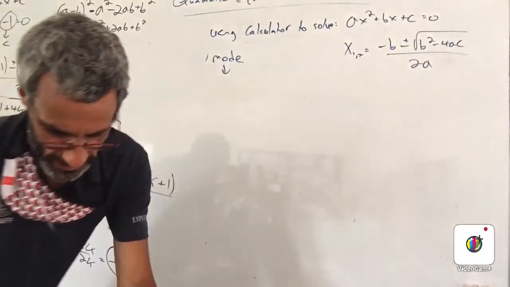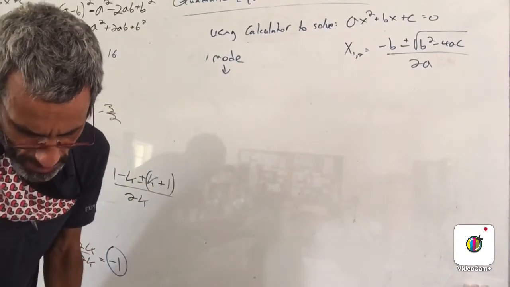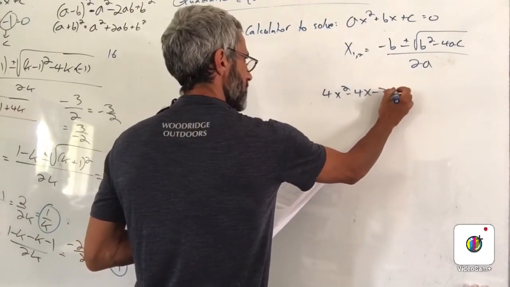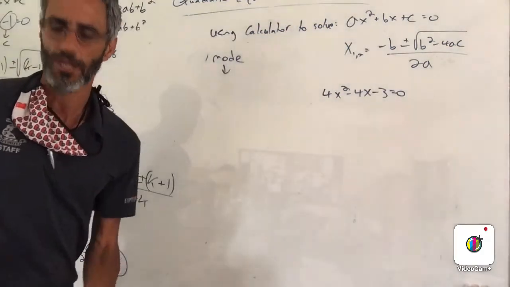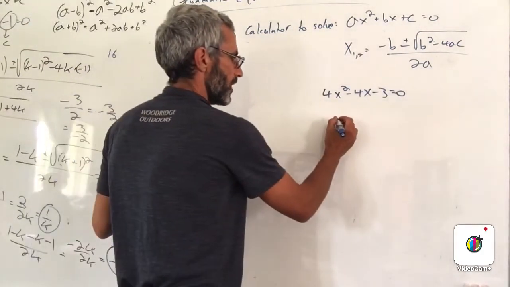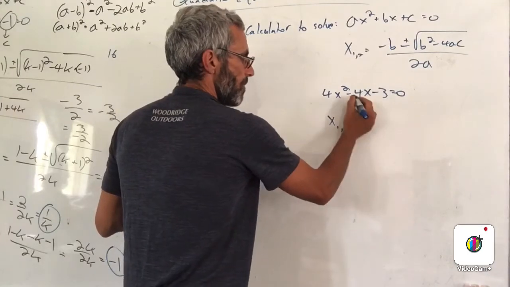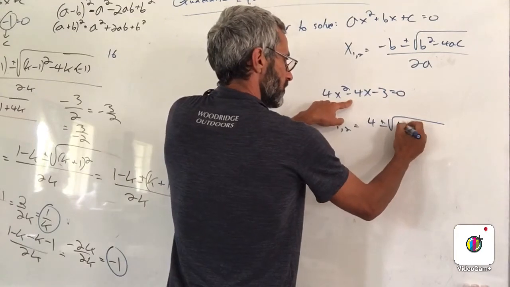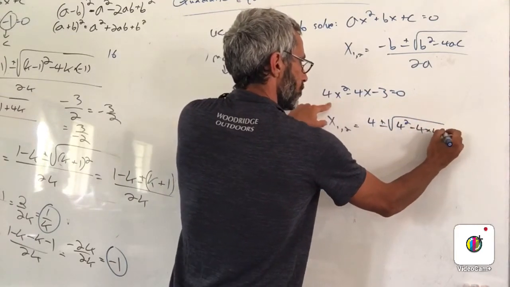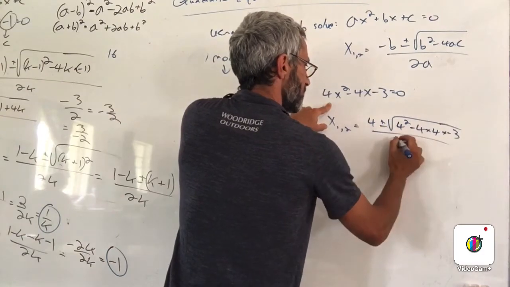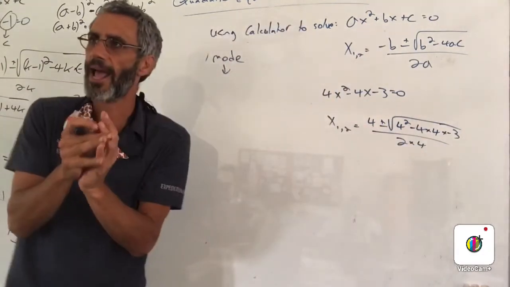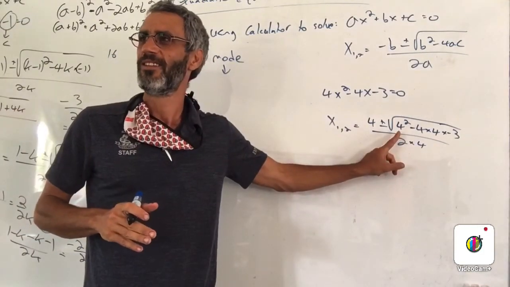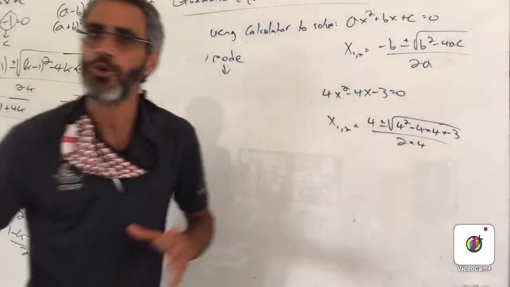Let's just work with a question. Let's say we have 4x squared minus 4x minus 3 equal to 0. Okay, we want to solve that. So last lesson what we did, we said x1,2 equals minus b plus minus the square root of b squared, so 4 squared minus 4 times minus 3, divided by 2a. So we had to do that by hand, then put it in the calculator and pray that we didn't make any mistakes. But now I'm going to show you how we can do it straight away with the calculator.